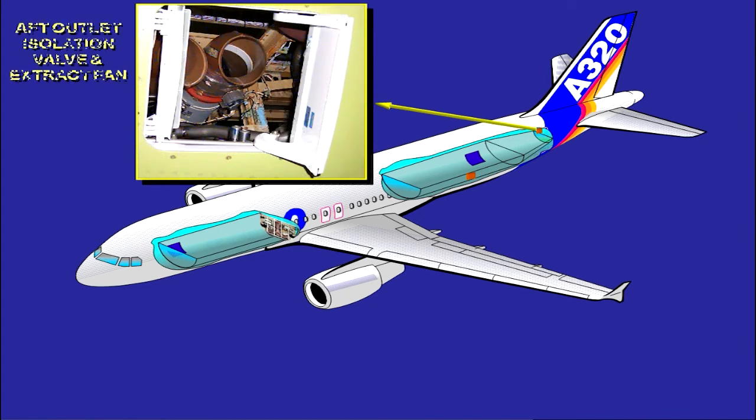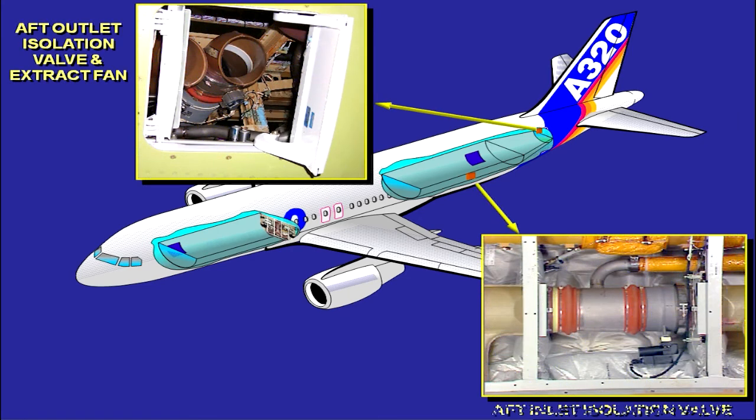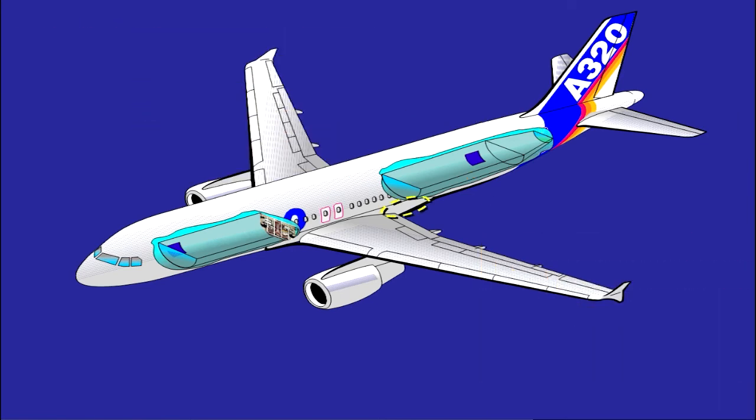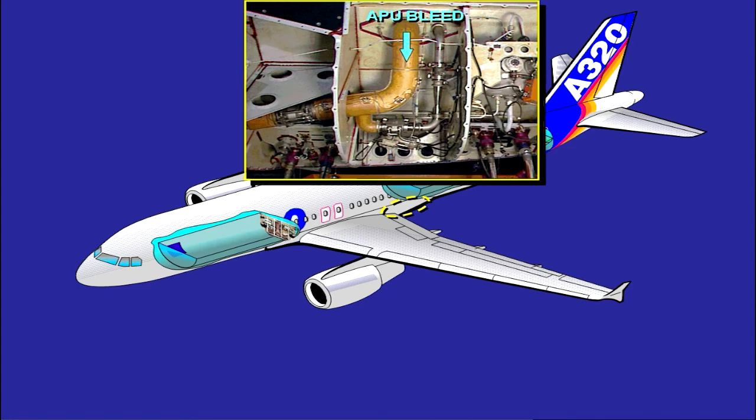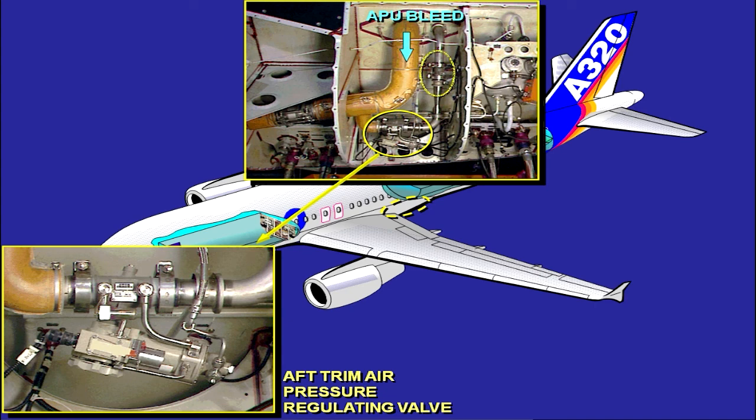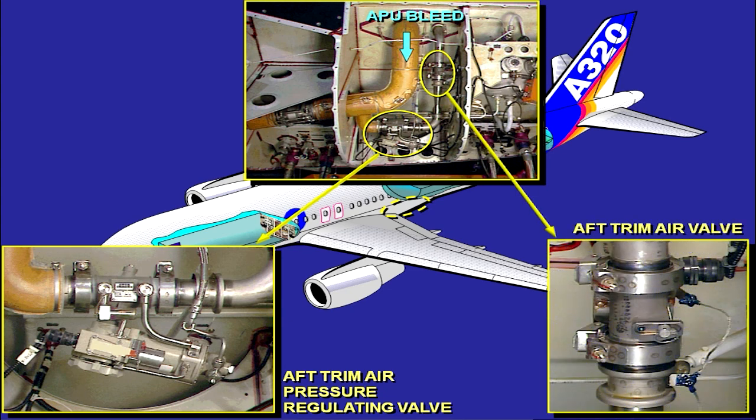The aft inlet isolation valve and the aft outlet isolation valve enable the crew to isolate the aft cargo compartment if cargo smoke is detected. In this case, when the isolation valves close, the extract fan stops. The aft trim air valve receives pressure-regulated air from a separate hot air pressure regulating valve which is connected on the APU bleed air duct. The aft heating system is independent of the cabin air conditioning system.